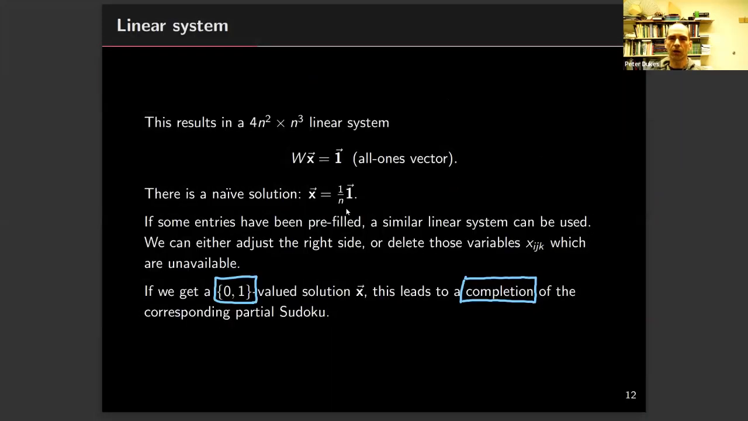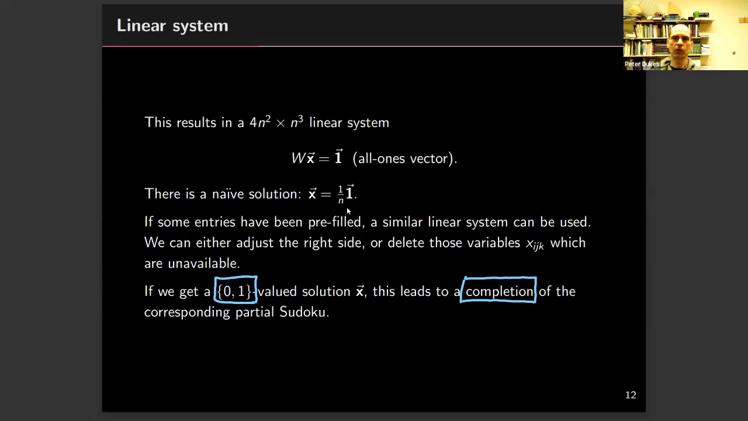So, all right, let W be the coefficient matrix, which is just zeros and ones, right? So W times a vector X that holds the xijk's, we'd like it to equal the all ones vector of dimension 4n squared. That means we've solved each equation by this choice of xijk variables.